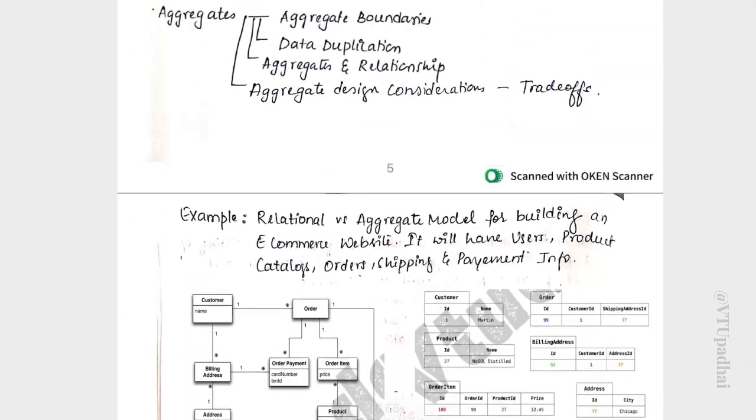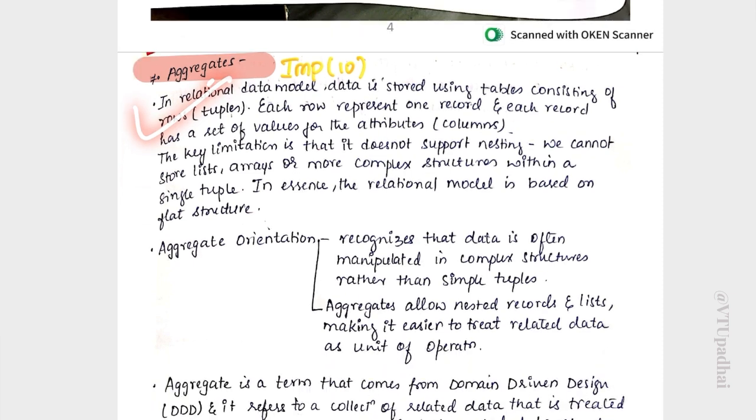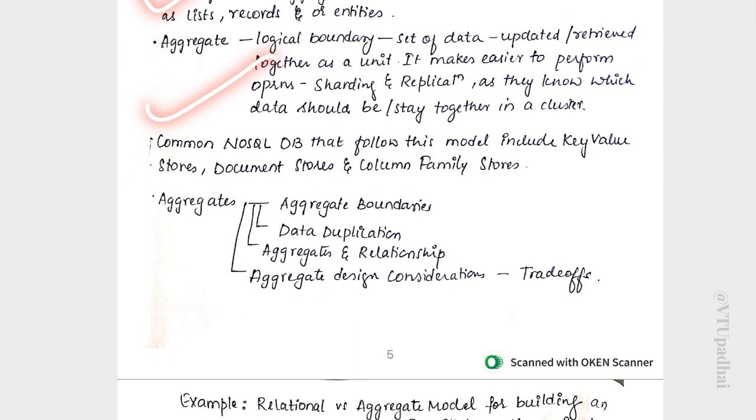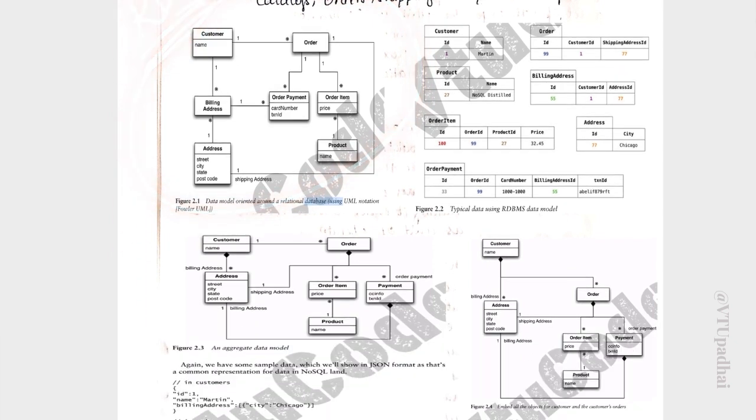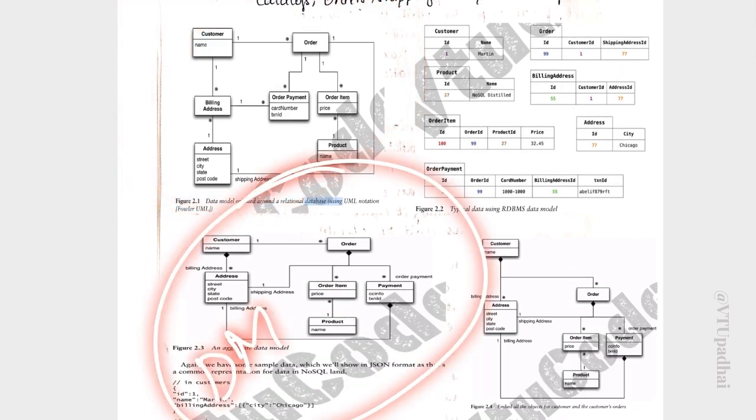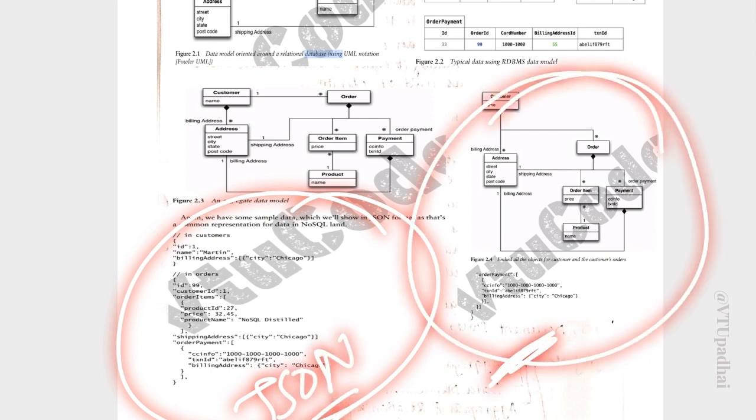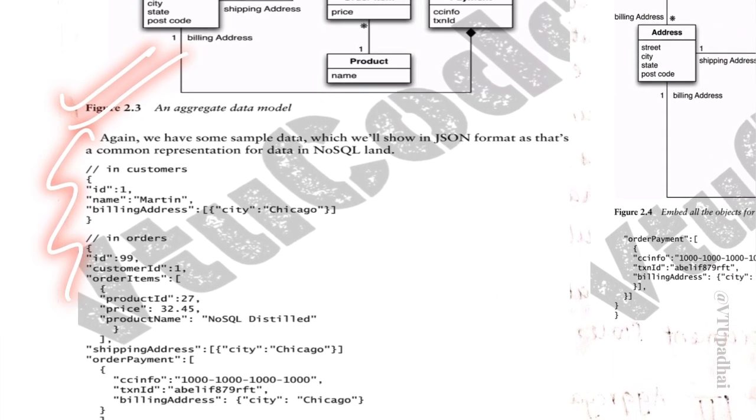So this was about aggregates. If they ask about aggregates, you first have to define what the case of a relational database is, what aggregate orientation is, the definition of aggregates, and the features of aggregates, and draw this diagram of the basic relational database model. And here we have the aggregate data model. Then you should specify the JSON format here, and if this is not that required, okay, just draw this diagram and specify it properly here.